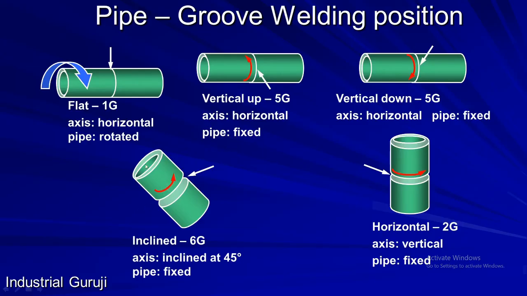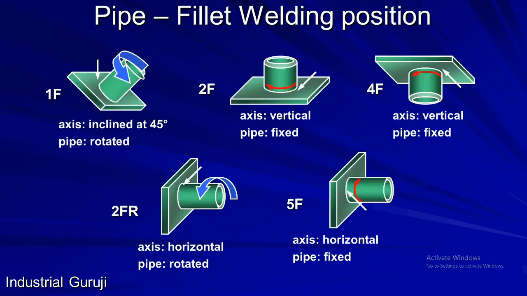In this position also pipe is fixed. In 6G position, that is inclined position, axis of pipe is at 45 degrees and pipe is fixed. If the welder qualifies in 6G position, then he also qualifies for all remaining positions. Welding in this position is not easy. It requires particular skill.